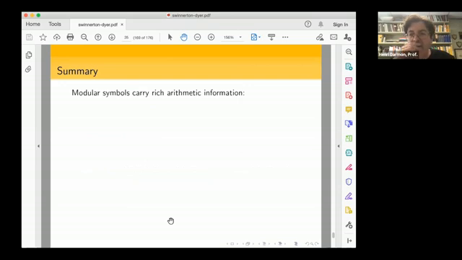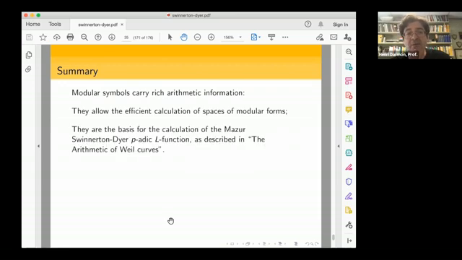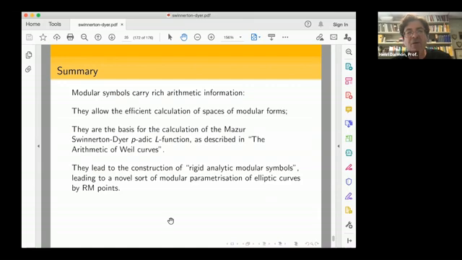Okay, so now let me just summarize, because I see I'm quickly running out of time. What I tried to convey in this lecture is that modular symbols carry rich arithmetic information. They allow the efficient calculation of spaces of modular forms. They're the basis for the definition and the calculation of the Mazur-Swinnerton-Dyer p-adic L-function, as described for the first time in this important paper on the arithmetic of Weil curves. And they lead to the construction of these rigid analytic modular symbols, which then lead to a kind of novel modular parametrization of elliptic curves by RM points.